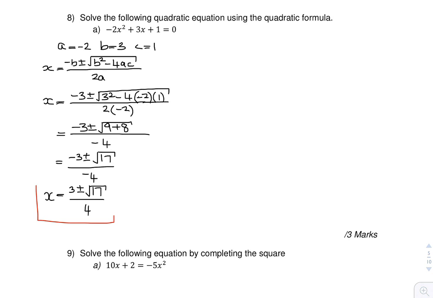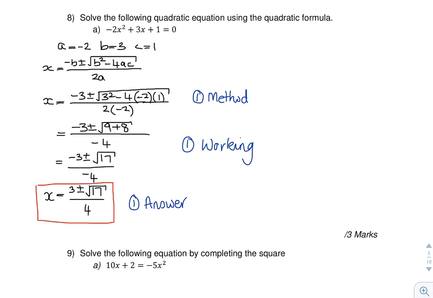So we'll put a box around this. Marks wise, 3 marks. 1 will go to the method of using the quadratic formula, 1 will go towards correct working, and 1 will go towards the correct answer.